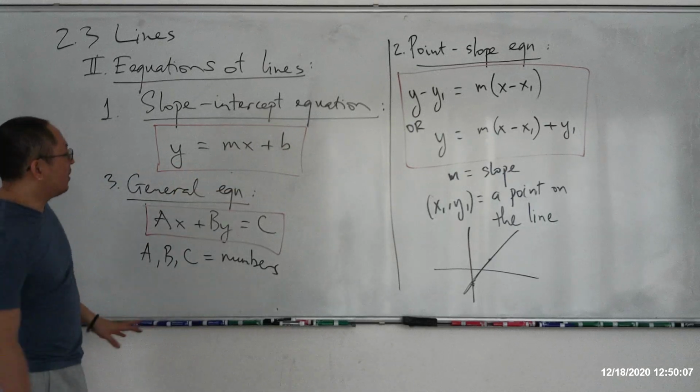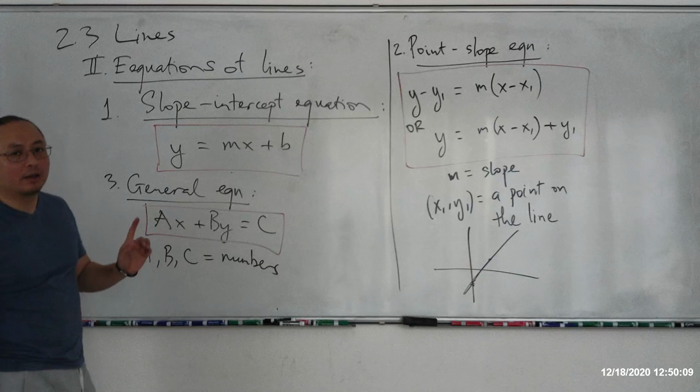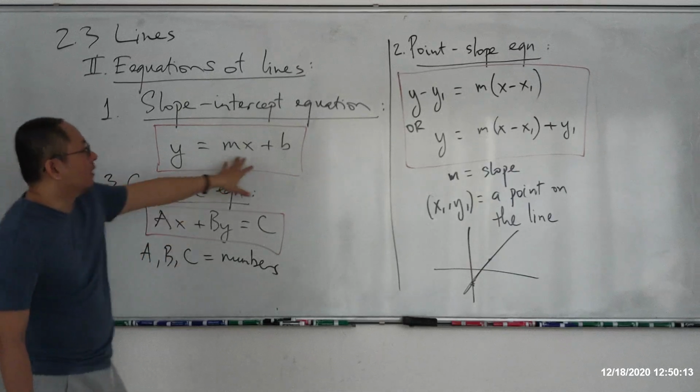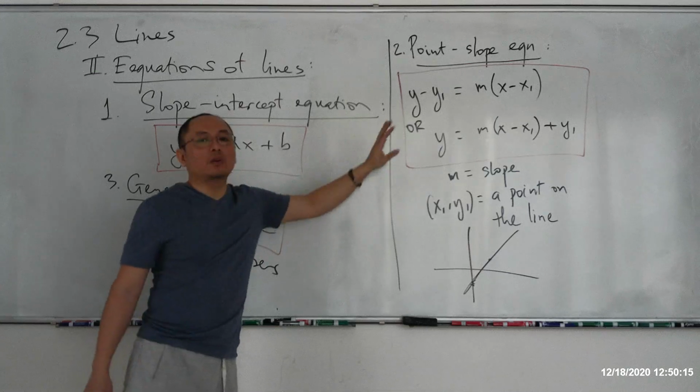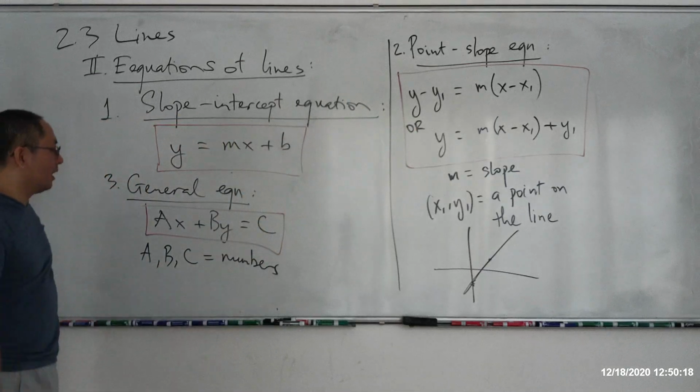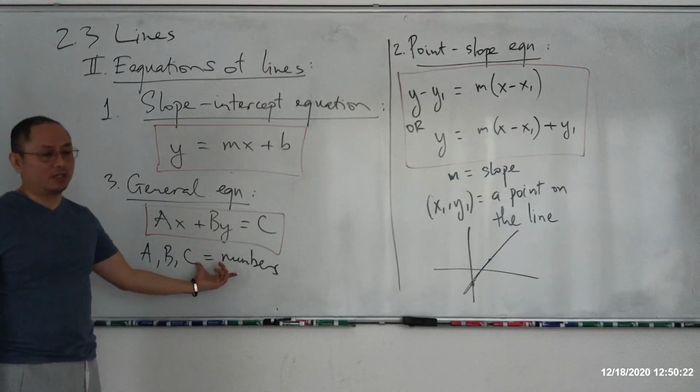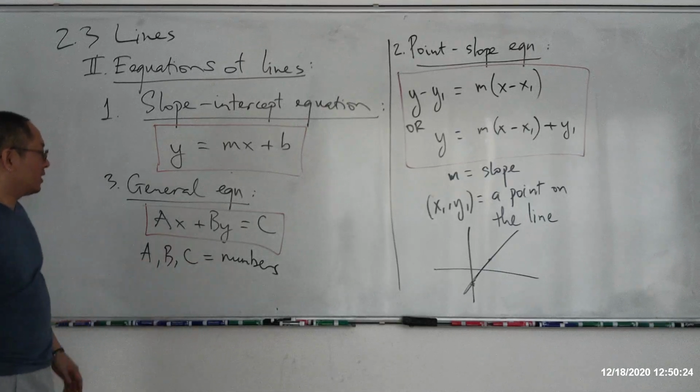Remember when we talk about slope, we have what? Positive slope, negative slope, equal to 0. But for the first two cases right here, you need to have a slope to find the equation of the line. This one right here, you don't even see the slope in here, right? So that's why it's called general. Any equation of the line.